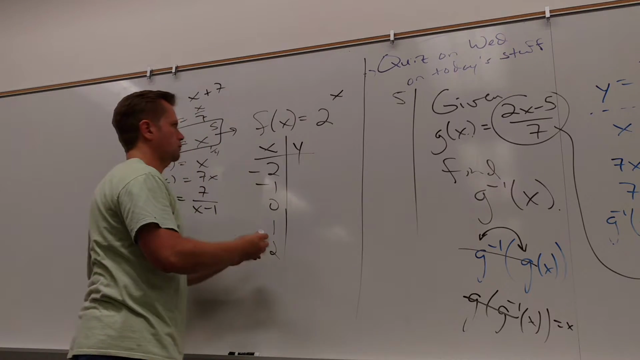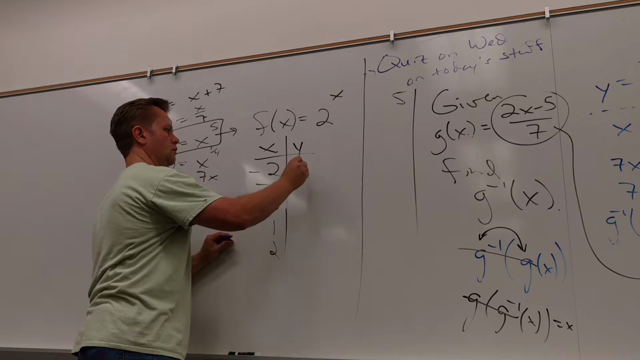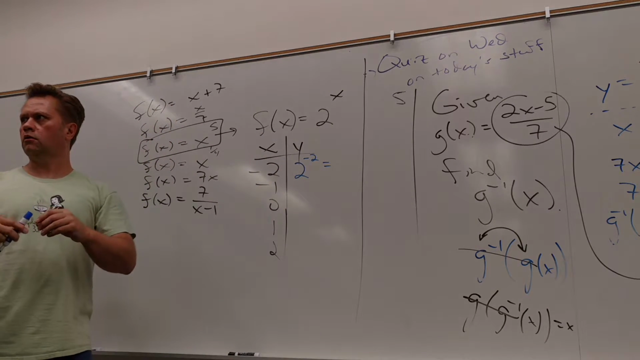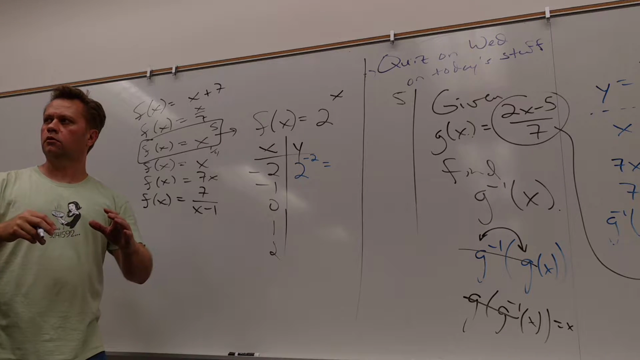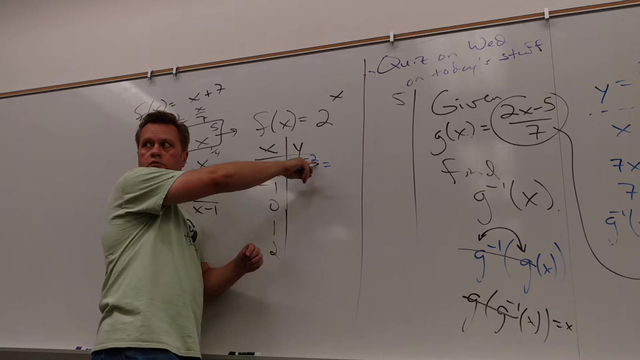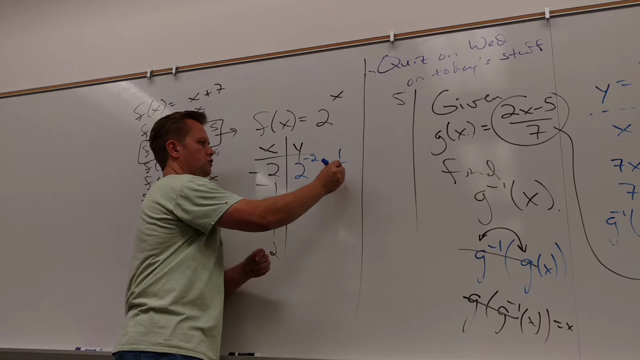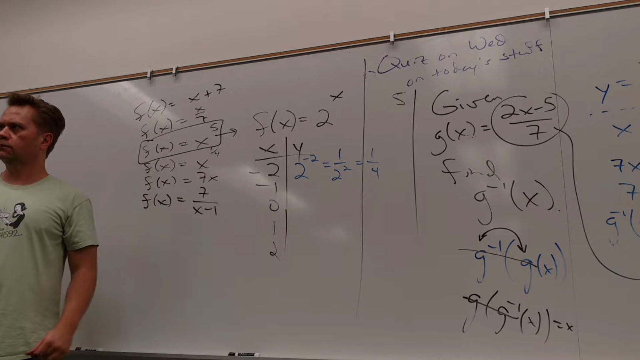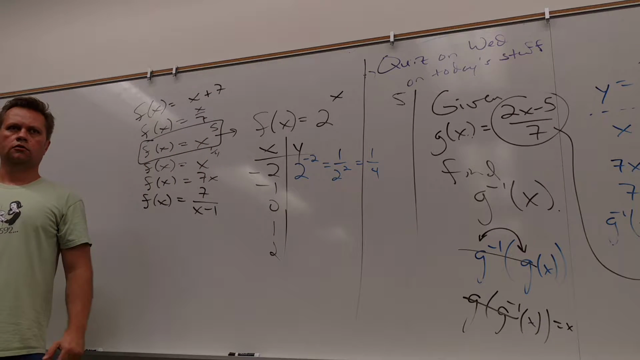But the 1/2 has been used, so to speak. So what does it say? It says flip it and then square it. So this will be 1 over 2 squared. 1/4. Cool.